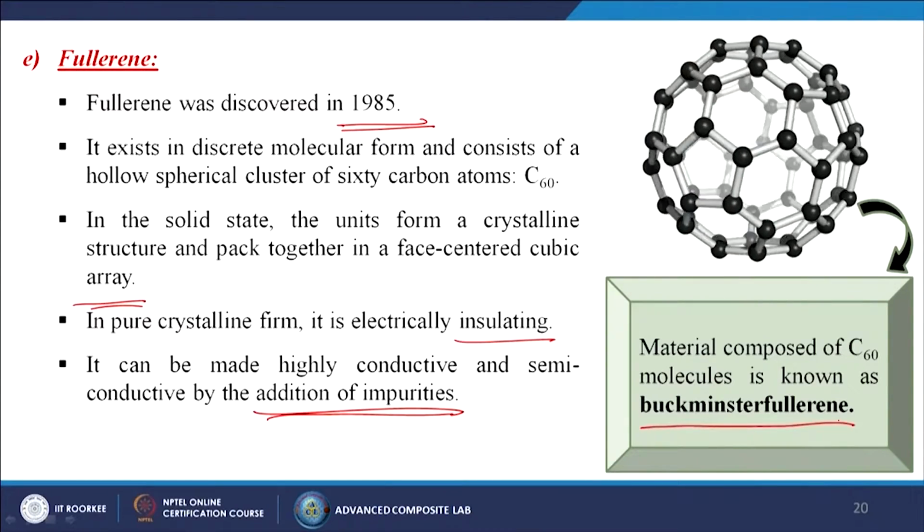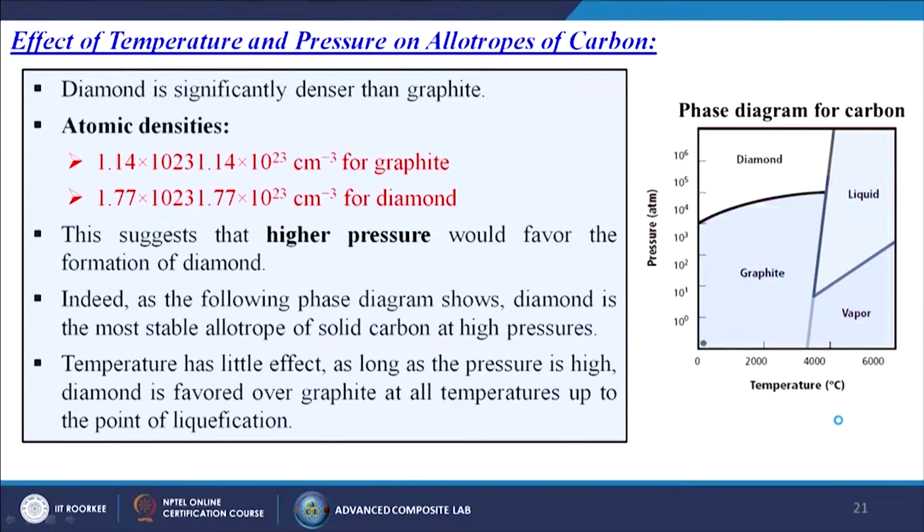So, it is the C60 molecule structure, sometimes known as the Buckminster fullerene. Now, we are going to discuss the temperature and pressure effect on allotropes of carbon. Diamond is significantly denser than graphite.